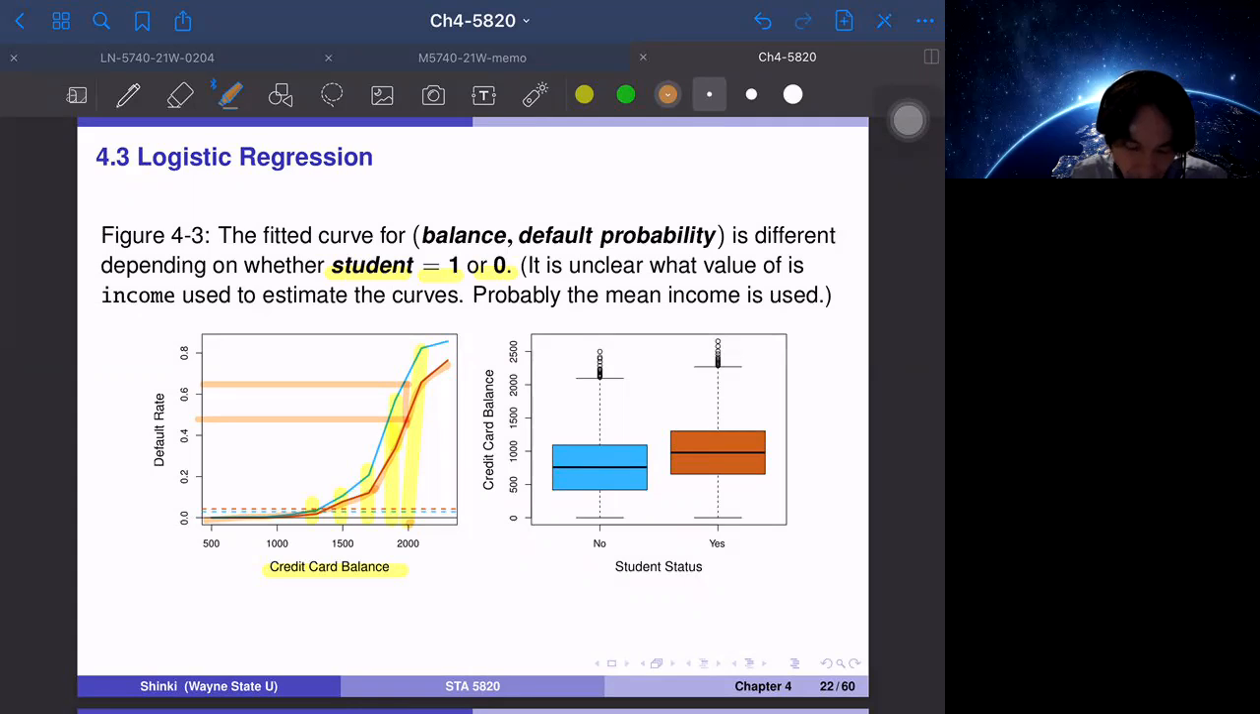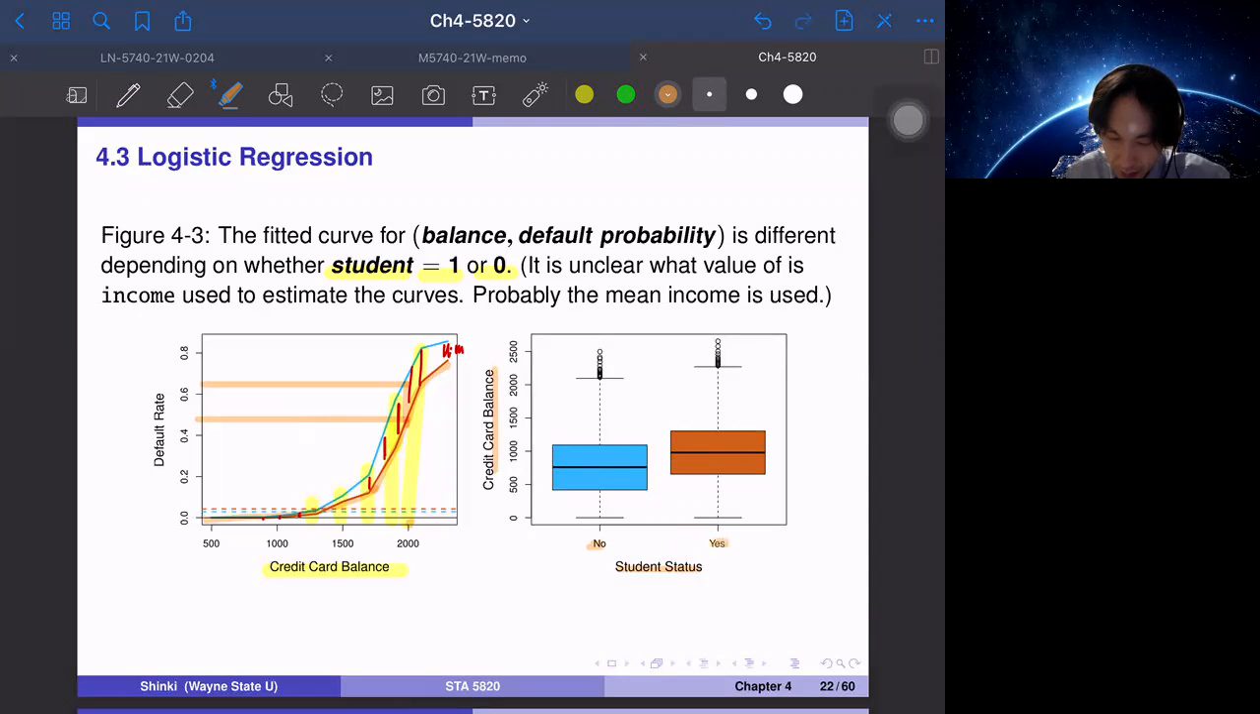Yeah, the relationship is complicated. You can see the difference in terms of probability is small around here, but the difference is more visible around here. And at very high balance, it probably doesn't matter. Most people default, so the default probability isn't affected by the student status. And yeah, you can imagine that we have some interaction between student status and balance.